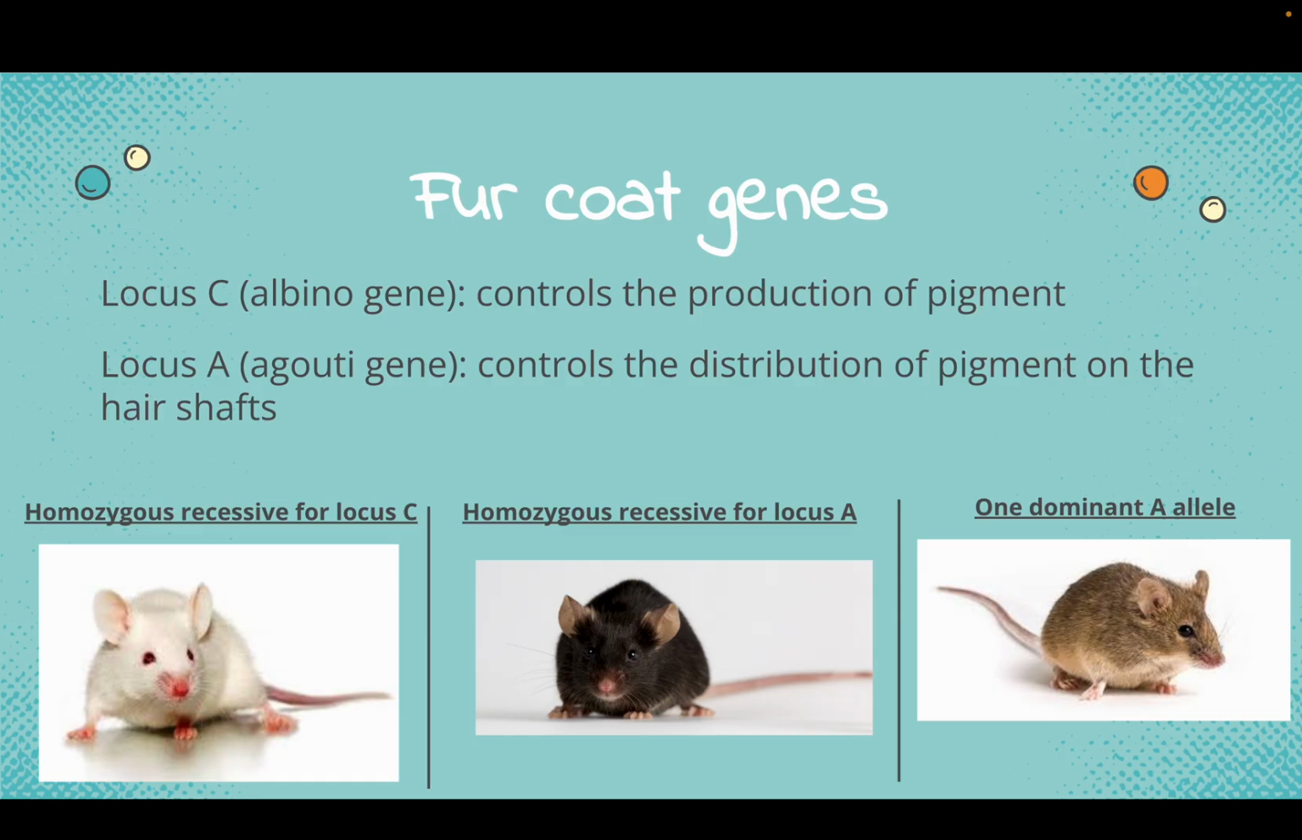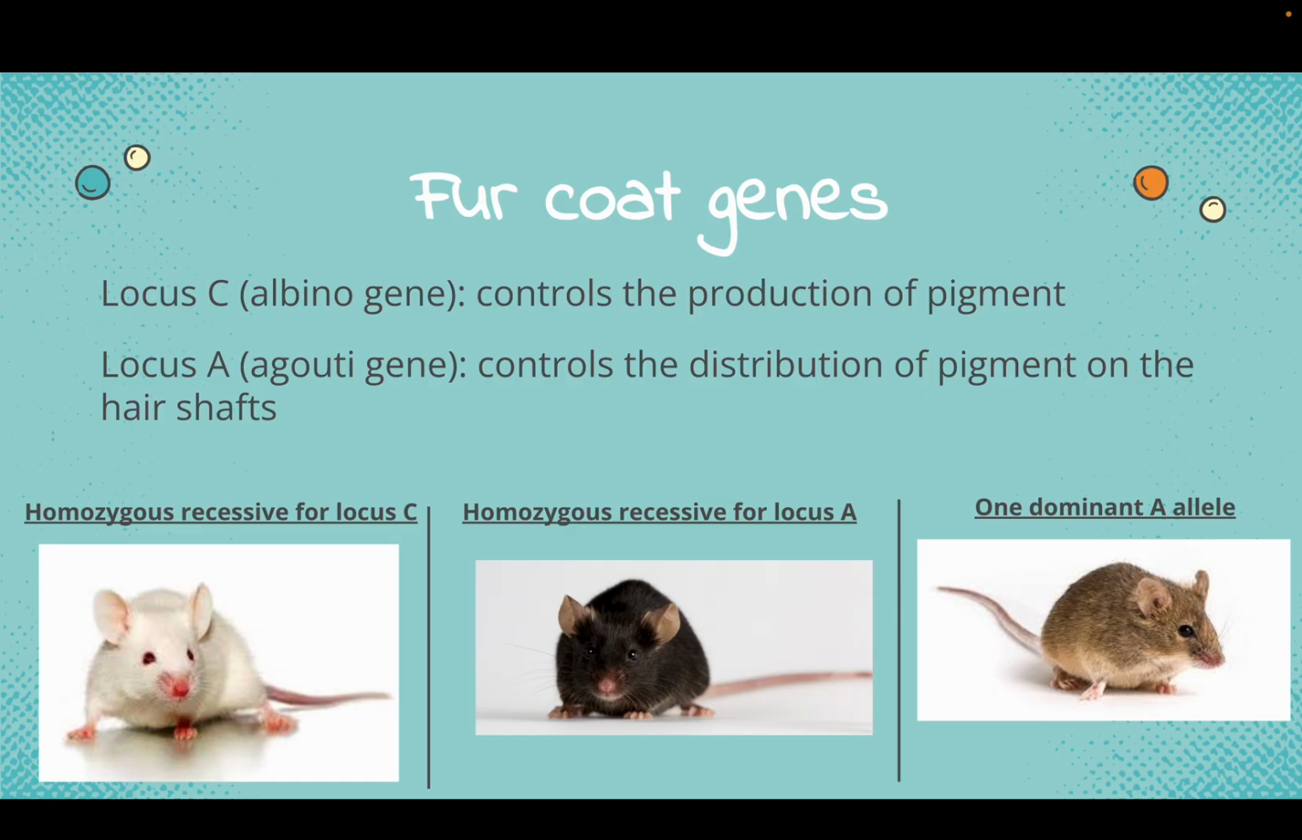And so the interaction of these two different genes is important when it comes to influencing the fur coat color of mice. So when locus C is homozygous recessive, we see no production of pigment at all, resulting in white mice. And locus A does not matter much here due to the fact that there's no pigment at all.